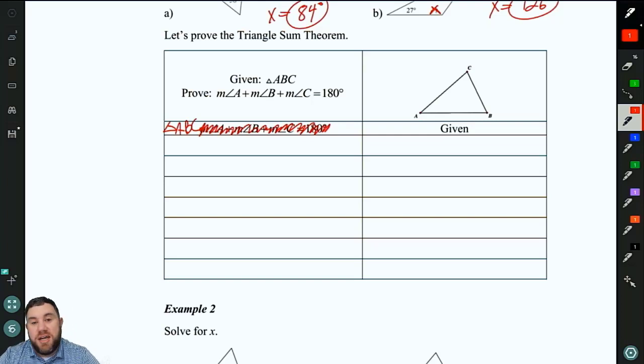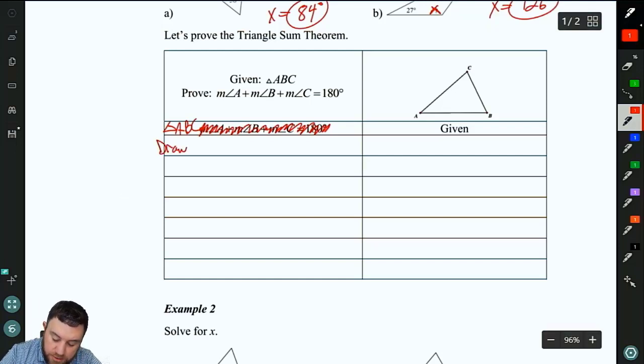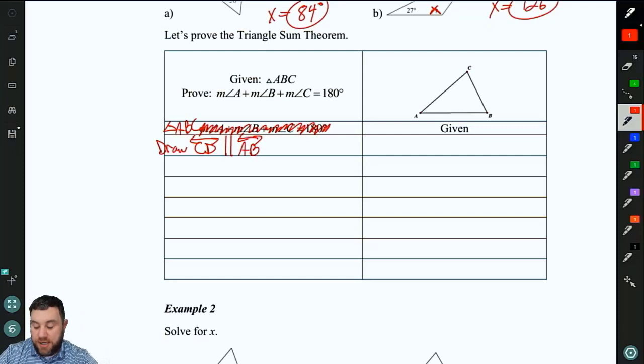Now this is where that parallel auxiliary line postulate comes in. We're going to add a line to our picture. So I'm just going to say draw CD parallel to AB. So I'm creating a line, line CD. I know it goes through point C, and I have to add another point D to it.